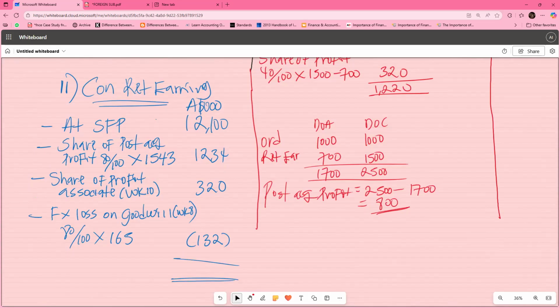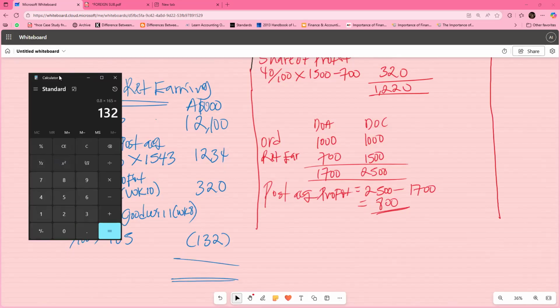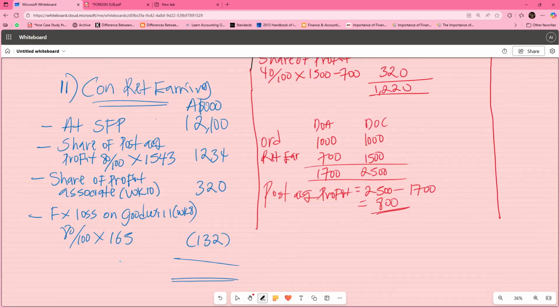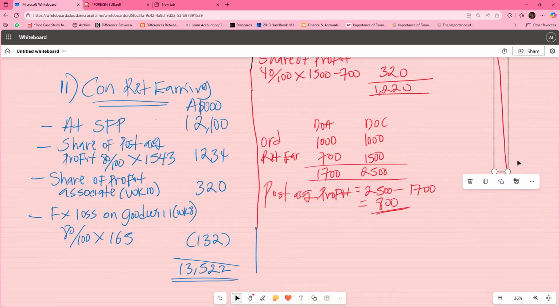And now you can sum everything together. So this is 11,111 plus 123 plus 320 minus 132. So that's 13,522.